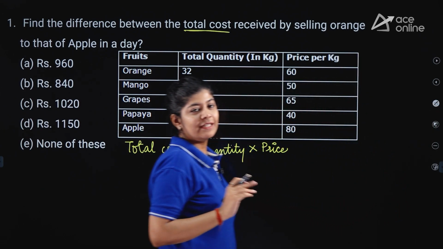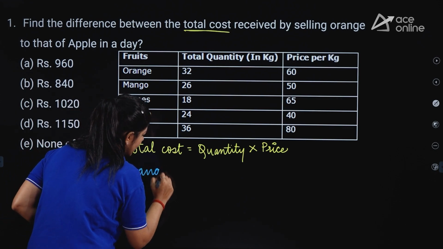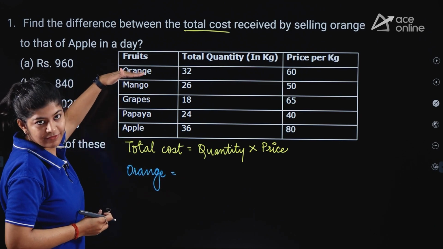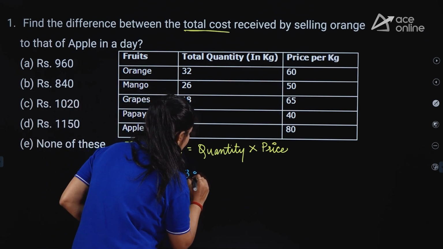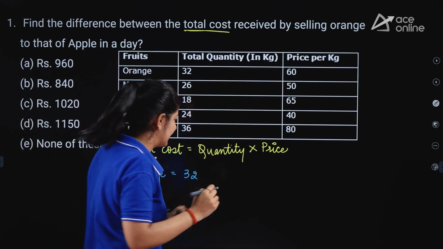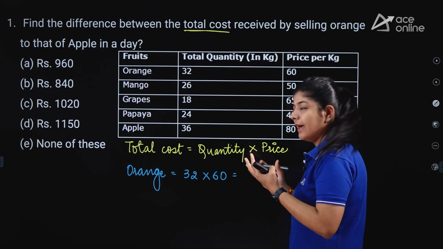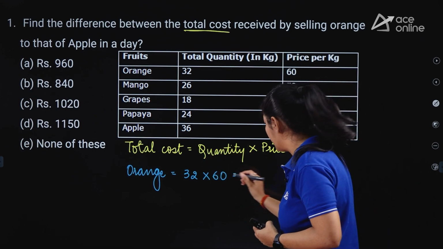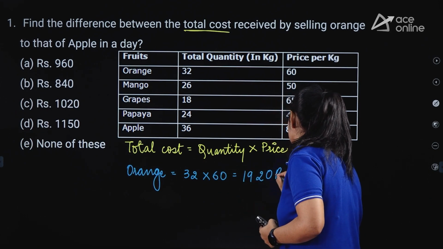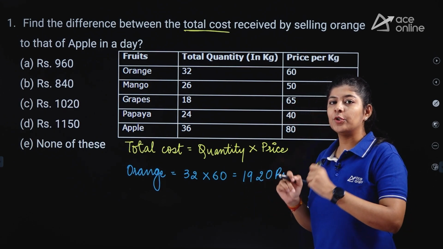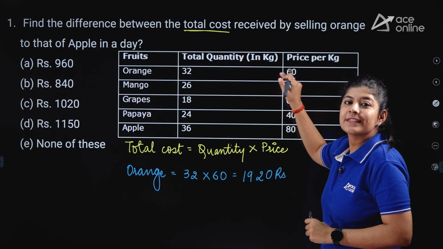First we have to calculate for orange, so we are taking the value for the oranges only. Here we are having orange. The total quantity which is sold in a day is 32 kgs, at a rate of 60. So the total cost of orange is 1920 rupees. We received 1920 rupees after selling 32 kg oranges at the rate of 60 rupees per kg.